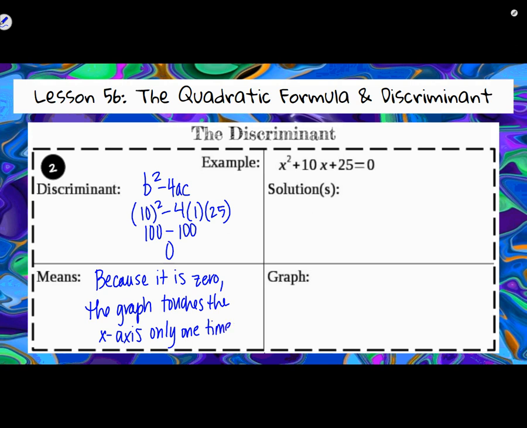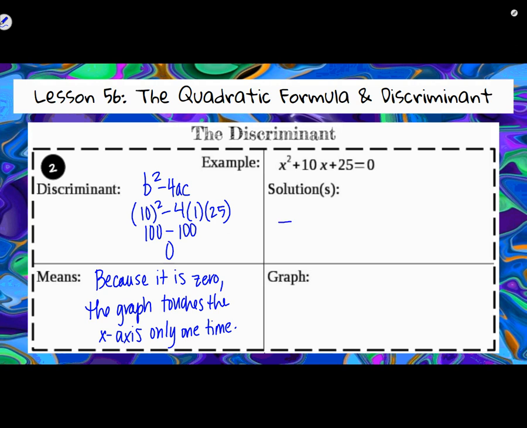Okay, so remember, when the number underneath the square root, or the b squared minus 4ac, is negative, it doesn't cross the x-axis. When it's 0, it touches it one time, has one solution, and when it is a positive number, then it has two solutions. Crosses twice. So let's see if we can figure out the solutions.